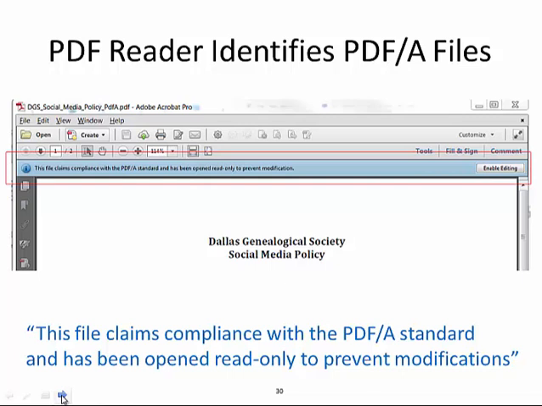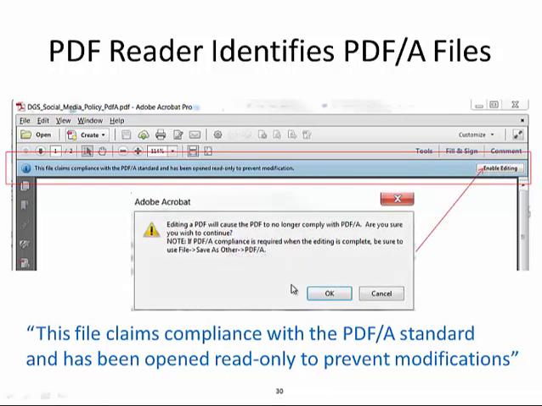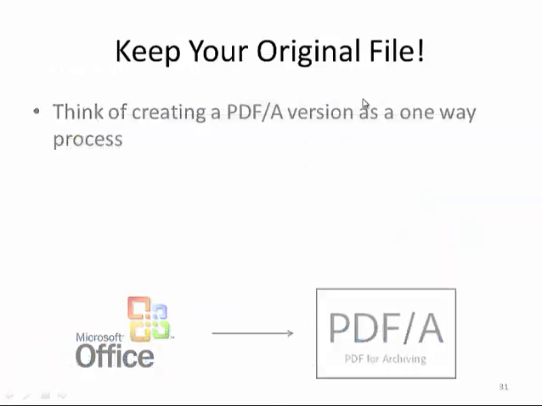You can go up here and click this Enable Editing button, and you'll get a dialog box that's basically saying, danger, danger, danger, you're about to change this document. If you do, you better check it again and make sure that it's compliant. So PDF-A I kind of think of as kind of a one-way street. Something that you create from the original file and then make a copy of as a PDF-A type document.